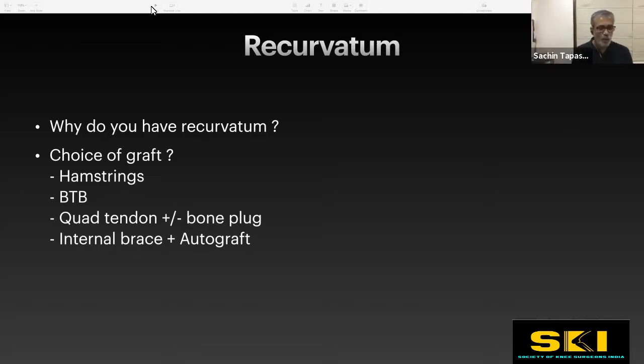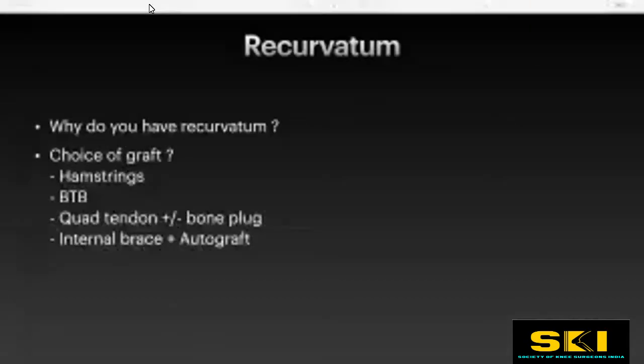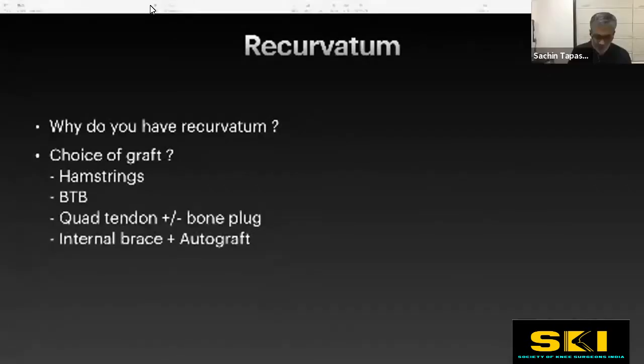So what is your choice of graft for this particular individual? Are you going to be using hamstrings, BTB, quad tendon with or without bone plug, or are you going to be using an internal brace to protect your autograft? Yes, I think this is one of the cases where I would preferentially use an internal brace with an autograft. And what sort of autograft? The hamstring grafts.